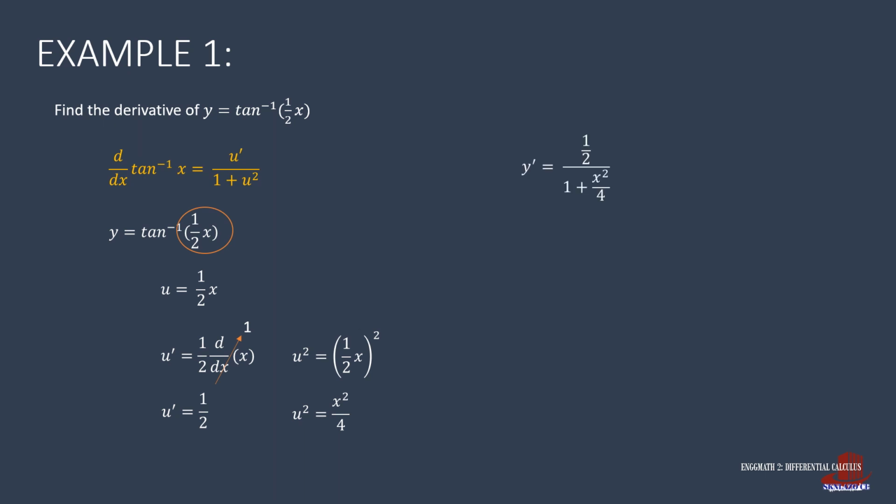Substitute them in the y prime equation and simplify by taking the LCD in the denominator, that is 4. Proceed with the operation to have half of 4 all over the quantity of 4 plus the square of x, which can be reduced as the final y prime, which is equal to 2 all over the quantity of 4 plus x squared.